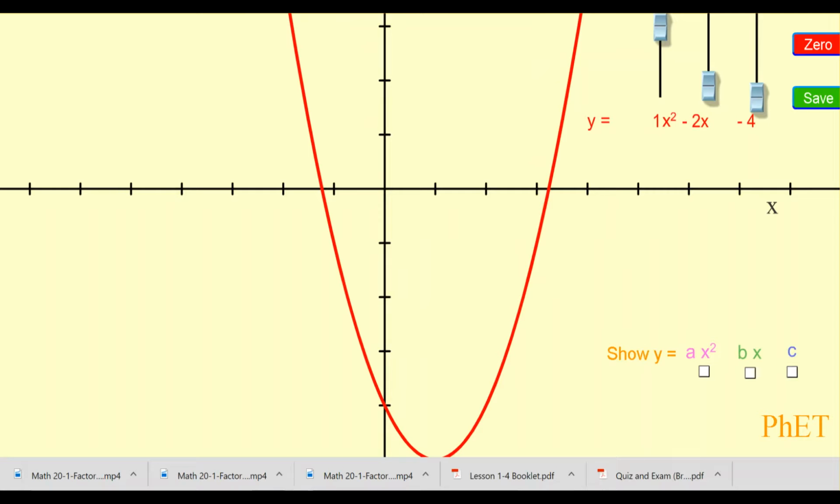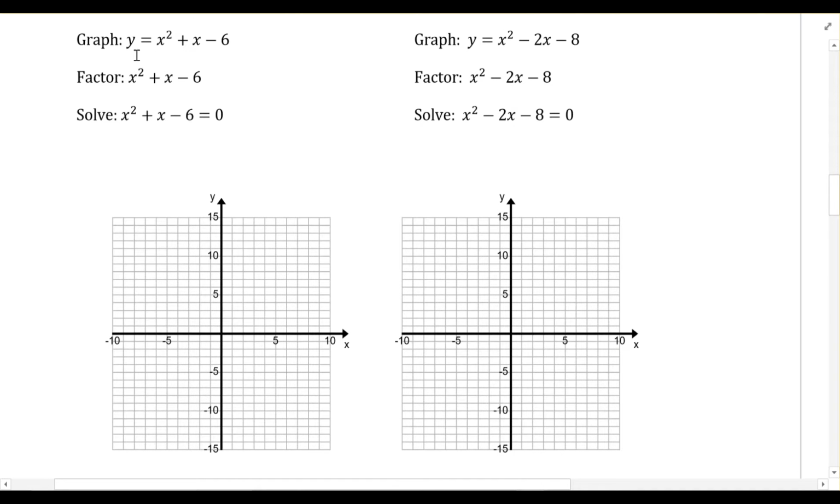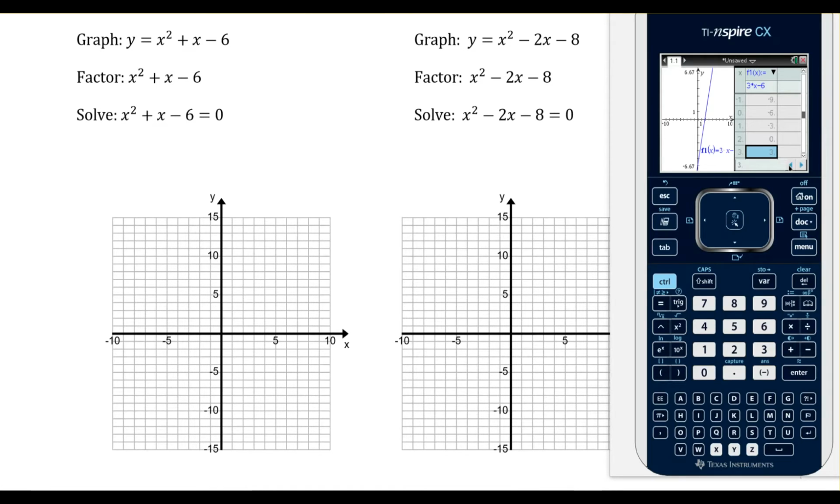So let's go back now to this question. We've got y is equal to x squared, so that'd be 1x squared plus 1x, and then plus negative 6, or minus 6. If you graphed it in your calculator, it might be easiest to just go home and then maybe new document. I don't need to save that last one. Go add graphs. Okay, now I've got x squared plus x minus 6.